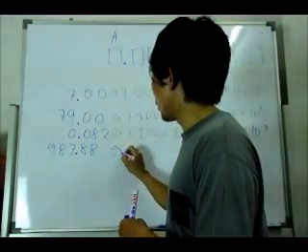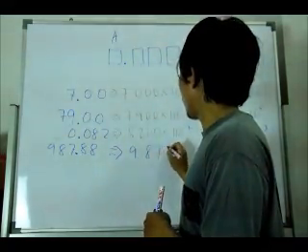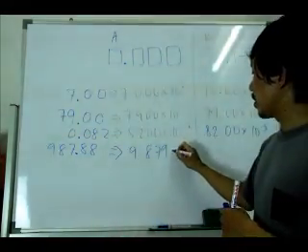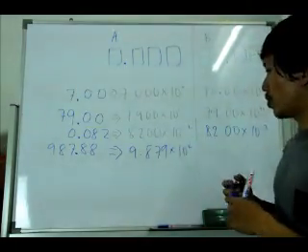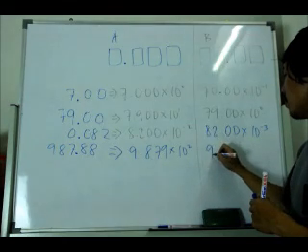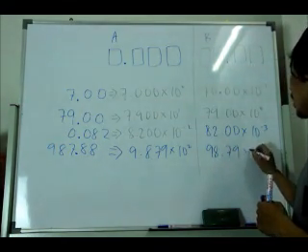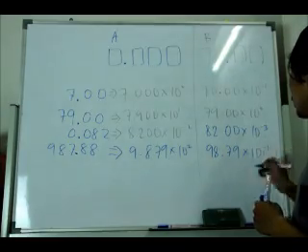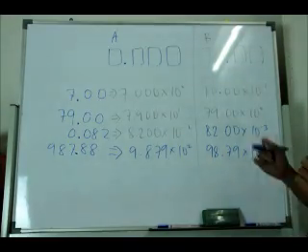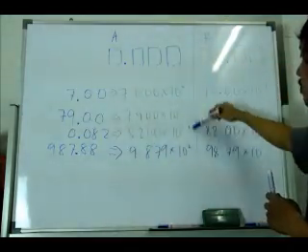And here it becomes 7.879 times 10 to the power 2, which is 800. And here it becomes 78.79 times 10 to the power 1. And so this is the system for computer A, this is the system for computer B.